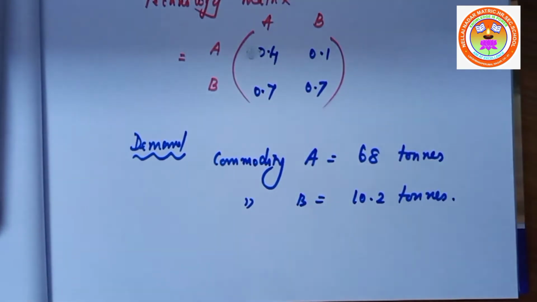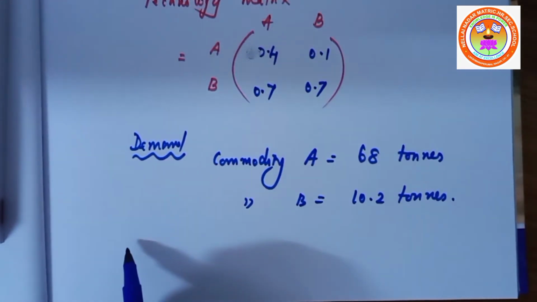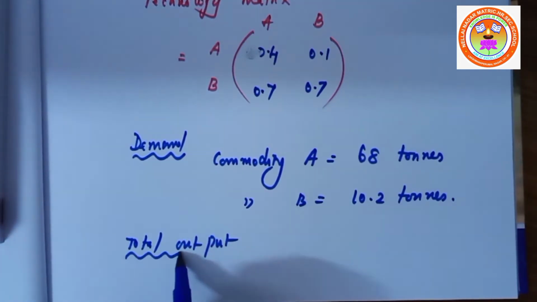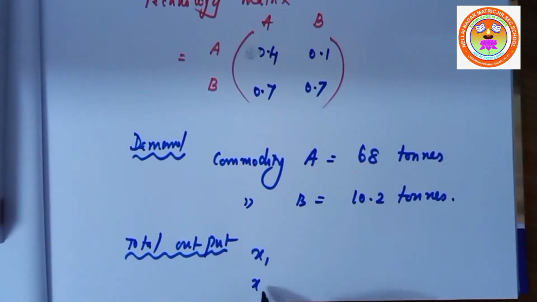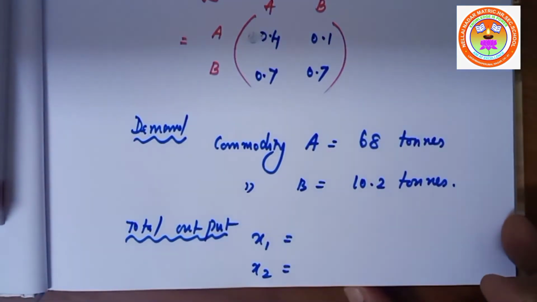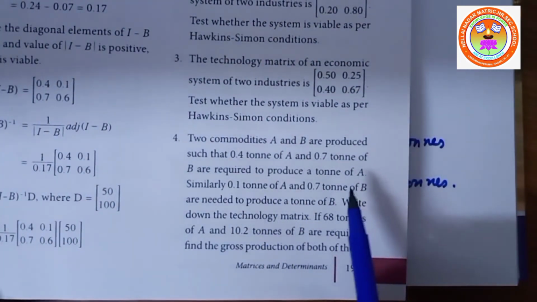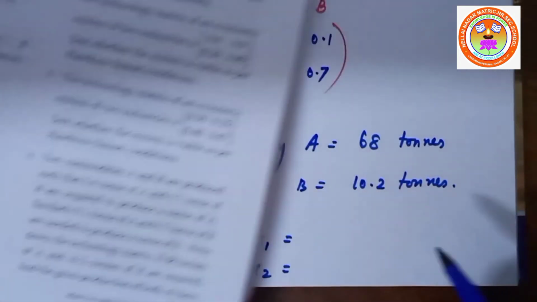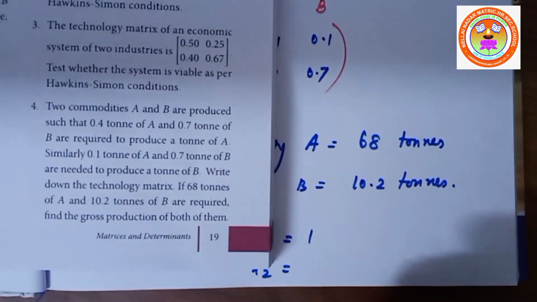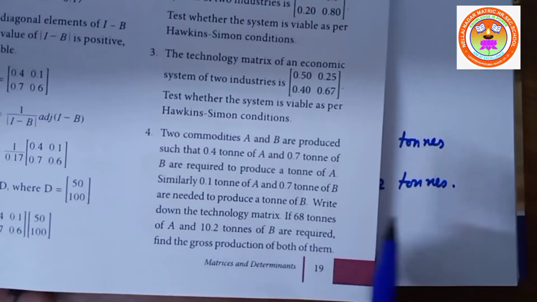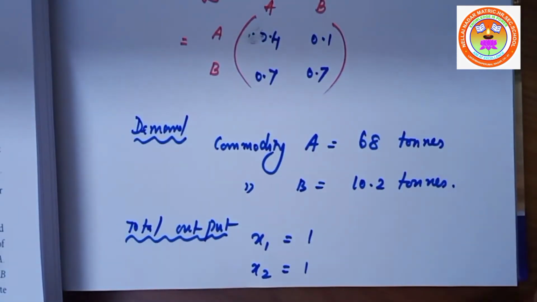Yes, then we have to write the total output. We have to consider it as x1 and x2. Now for the commodity A, what is given here? Children, here a ton of A is given, correct? A single ton. So the output x1 for commodity A is one, and for commodity B also a ton of B is given. So the total output is one and one.